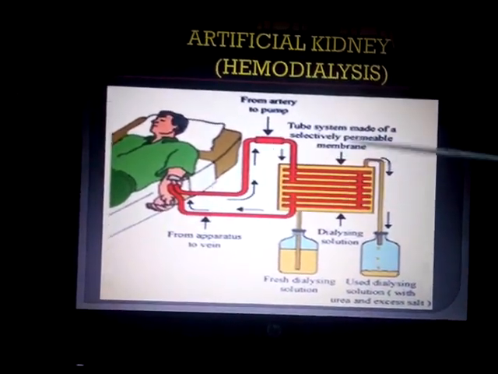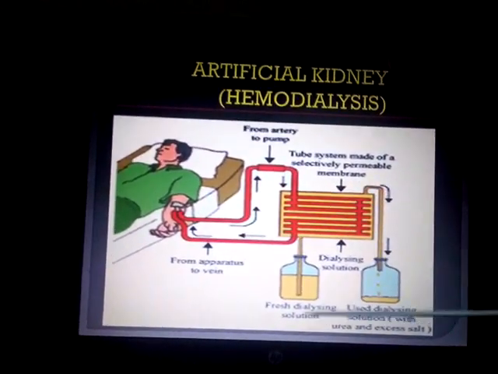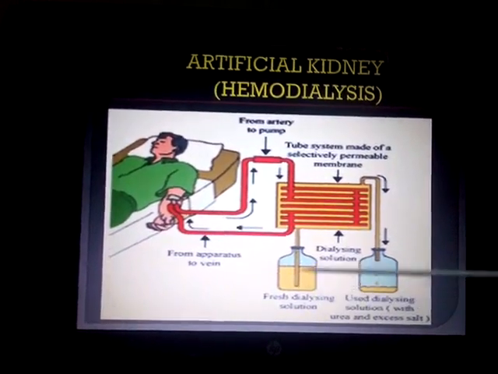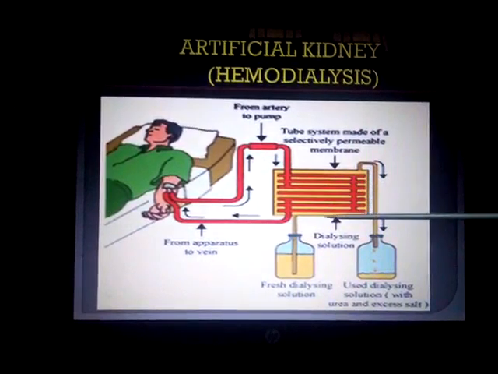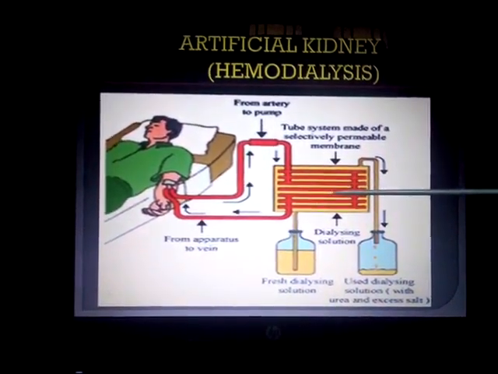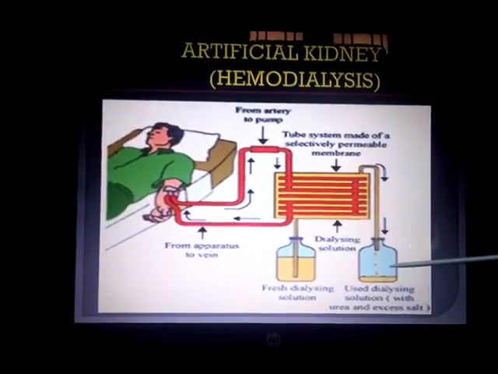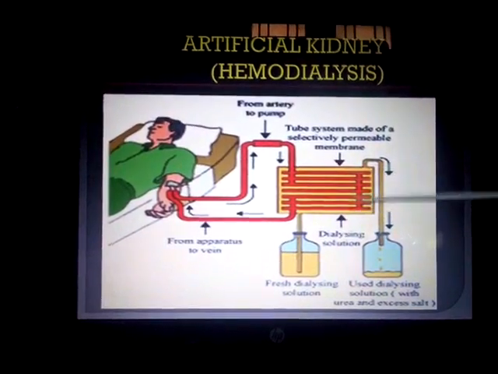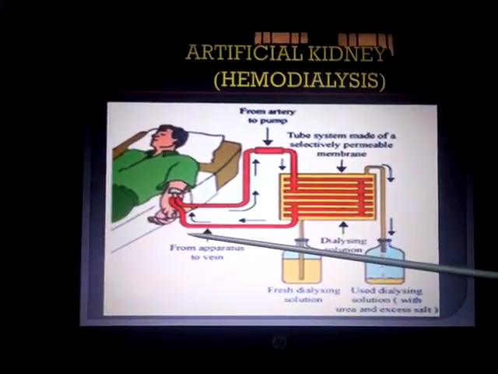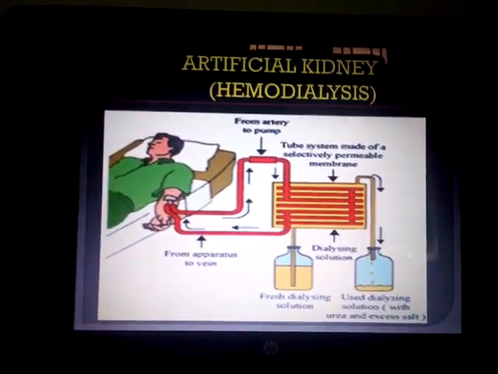You can see the setup here. So this is a patient, this is artificial kidney setup, and here fresh dialysing solution is given, a yellow color, that represents the dialysing solution, and a series of tubes are there. Here used dialysing solution is collected here, and finally the purified blood goes into the patient's body.